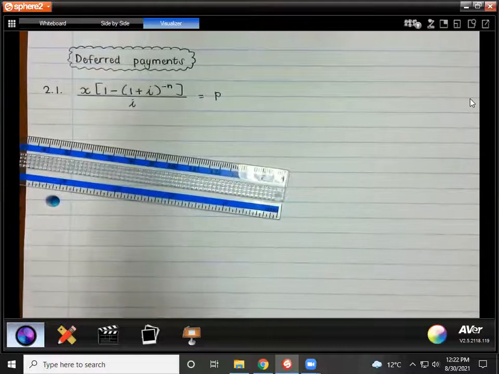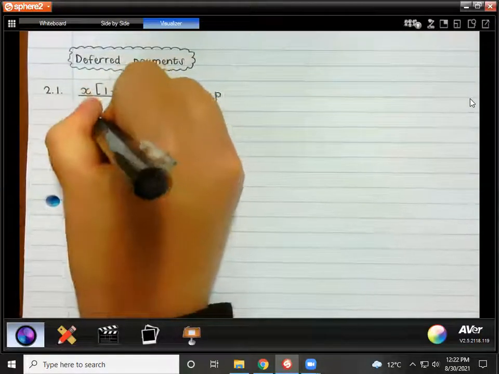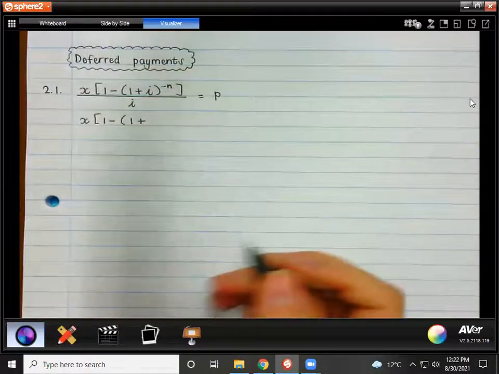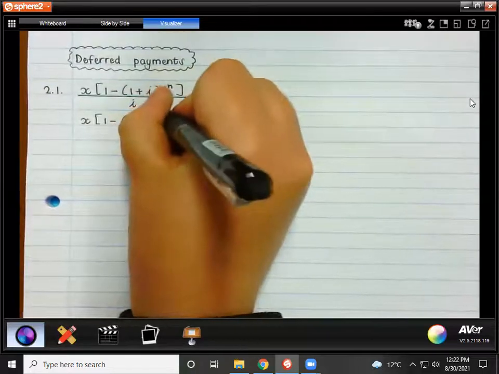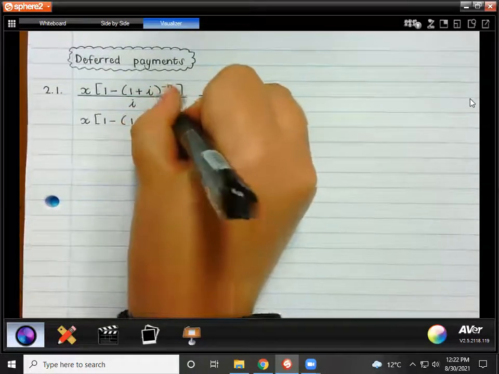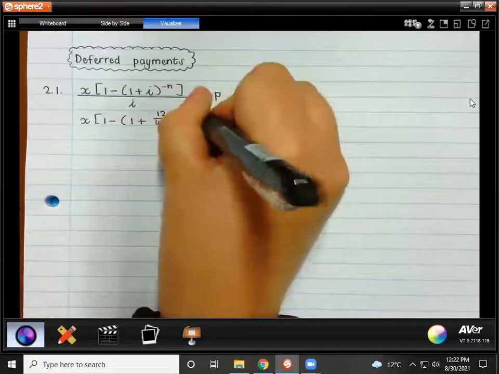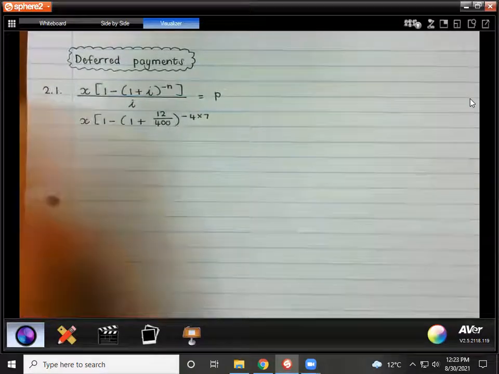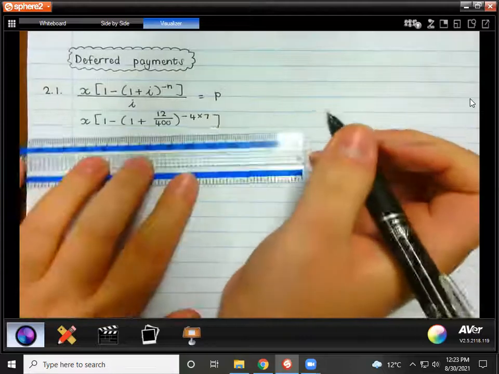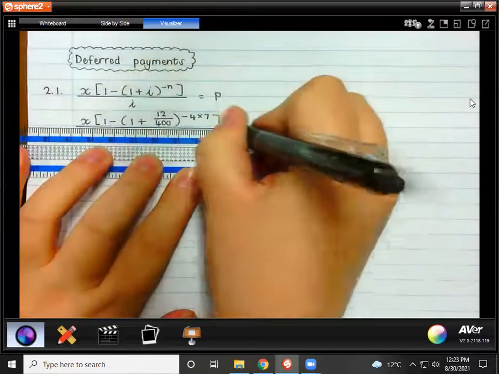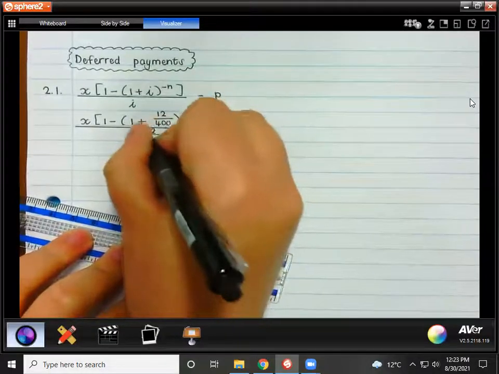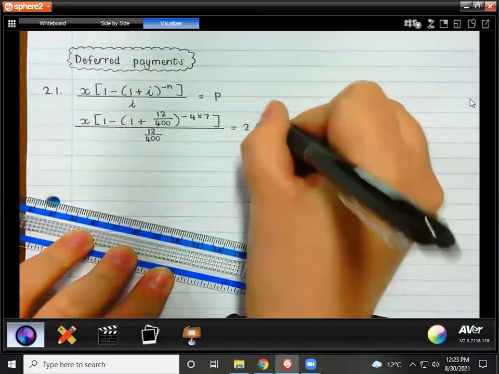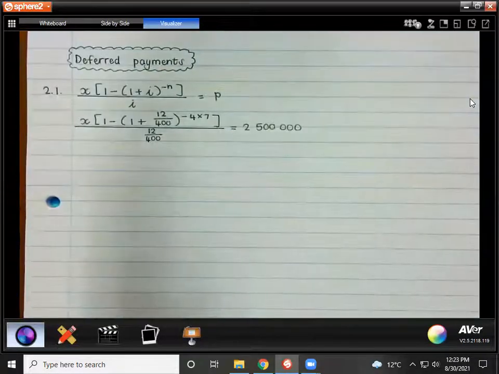My word. Okay, so we have X and then bracket 1 minus 1 plus the interest rate. The interest rate that they're telling us here is 12% compounded quarterly. So that's 12 over 400, to the power of -4 times how many years? 7 years. Right, you can obviously write -28 right from the start. That's also fine. Over the interest rate, which is 12 over 400. And that is equal to this loan amount, which was 2.5 million.